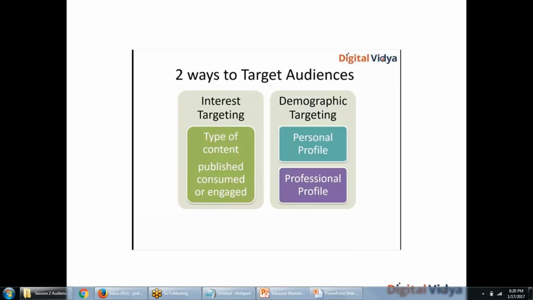Okay. Now comes interest. Based on the interest, based on what the person is reading or browsing, you can show the ads. So type of the content published, consumed or engaged with. There are millions of sites, Nitish, right? So Nimble is something which I kind of used once, so I know this, but there are a host of websites which you can use.